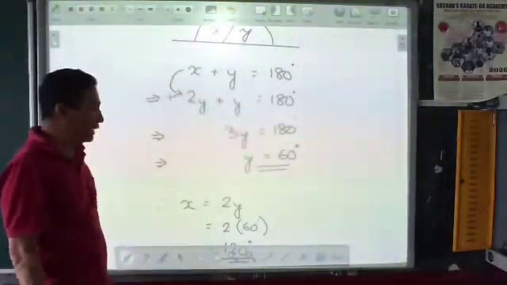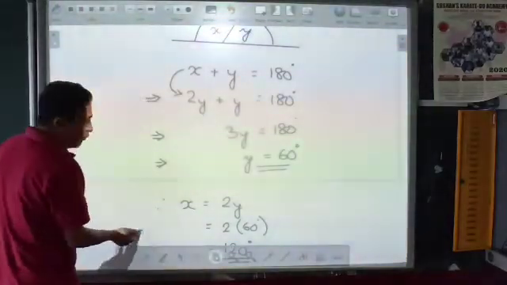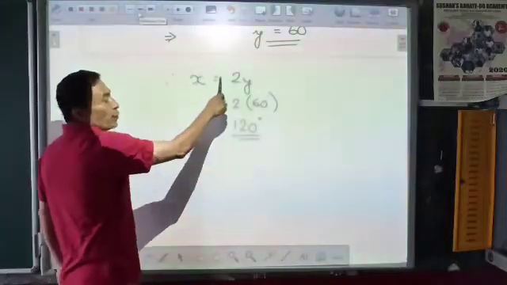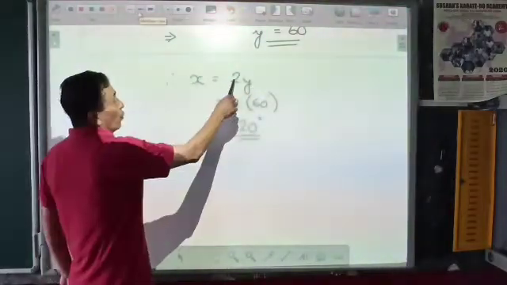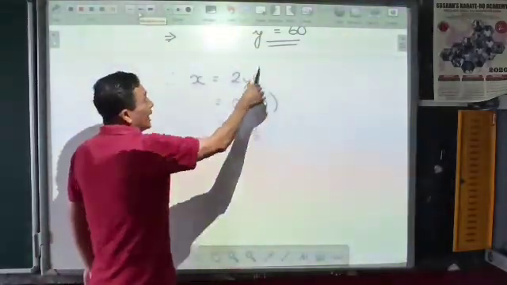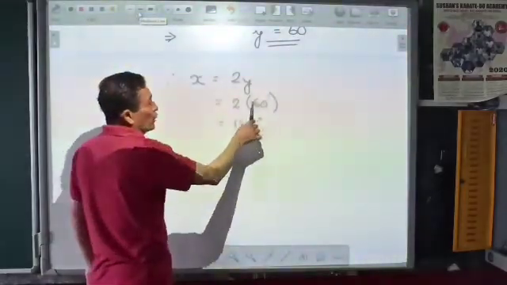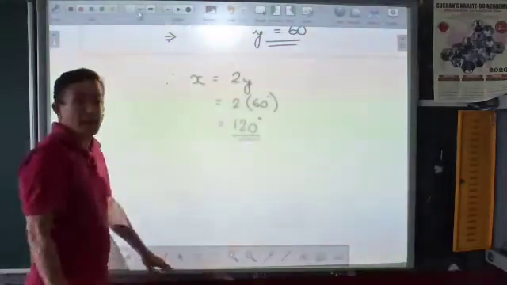Now I have to find the value of x. So when I want to find the value of x, I know from the question that x is equal to 2y. So substitute that. I already know the value of y is 60. So put that there. So 2 into 60 will give me 120.